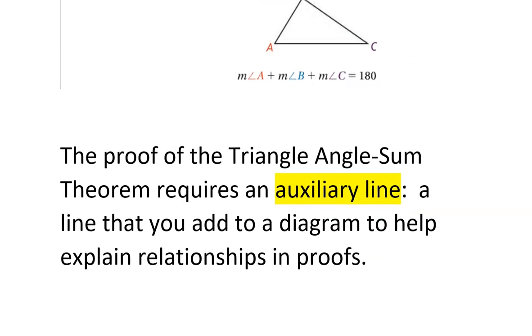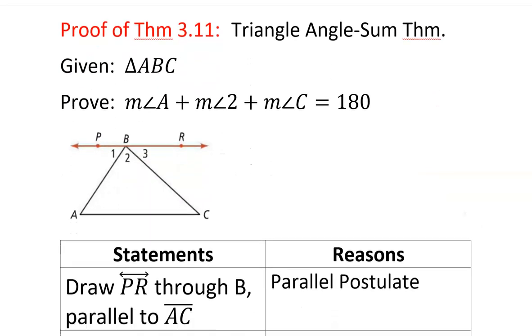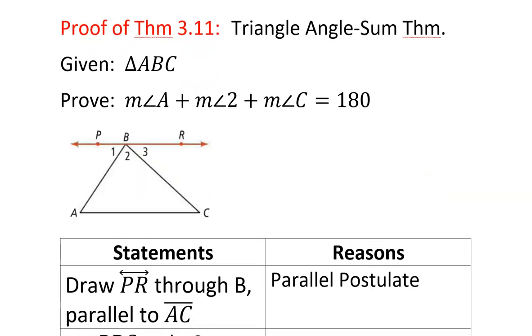There's a proof of the triangle angle sum theorem that requires an auxiliary line. That's a line that you add to a diagram to help explain the relationships in proofs. So advanced students, you can watch this proof. Geometry students, you can skip to the next example.